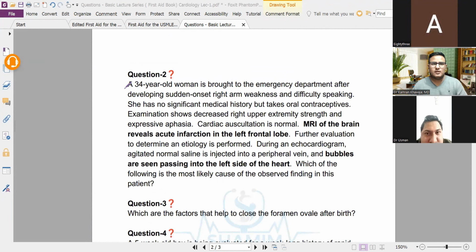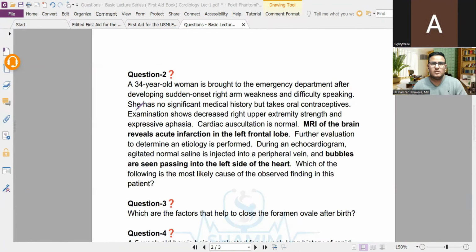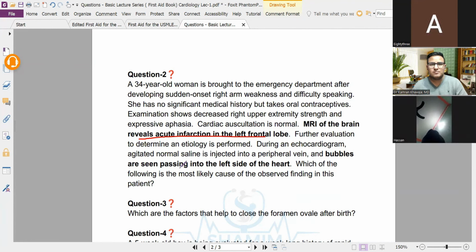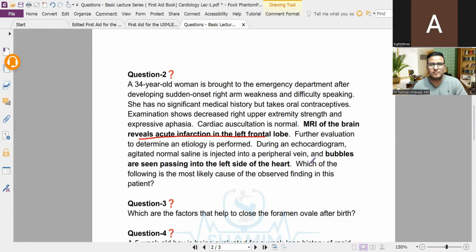Next question: a 34-year-old woman is brought to the emergency department after developing sudden onset right arm weakness and difficulty speaking. She has no significant medical history but takes oral contraceptives. Examination shows decreased right upper extremity strength and expressive aphasia. Cardiac auscultation is normal. MRI of the brain reveals acute infarction in the left frontal lobe. Further evaluation to determine an etiology is performed, and during an echocardiogram, agitated normal saline is injected into a peripheral vein, and bubbles are seen passing into the left side of the heart. Which of the following is the most likely cause of the observed finding in this patient?